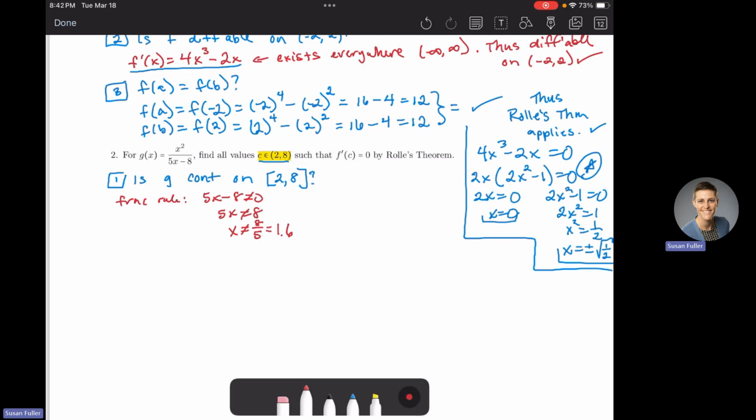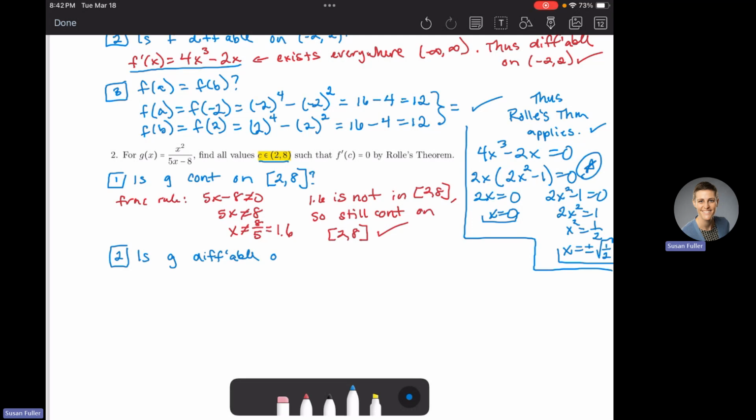Is that a problem? No, it's not a problem. 1.6 is not in my closed interval from 2 to 8. So we're still continuous on the closed interval from 2 to 8. My only problem is outside my interval, so I'm still continuous. All right. Second box that we have to check is, is my function g differentiable on the open interval from 2 to 8?